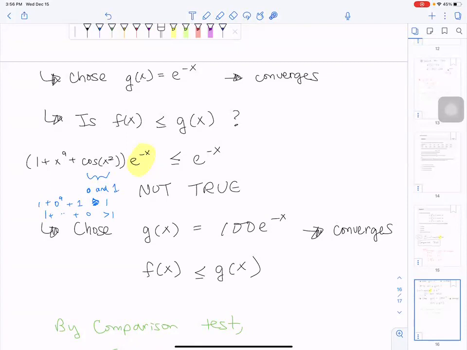Any other questions? If you chose like 1,000 for x, then you would have like 1,000 to the 9, and then yes, this g of x specifically wouldn't work. But for a certain g of x, you could choose g of x is like 1,000,000 e to the negative x. I was just choosing 100 as an example to show that this in fact will hold.